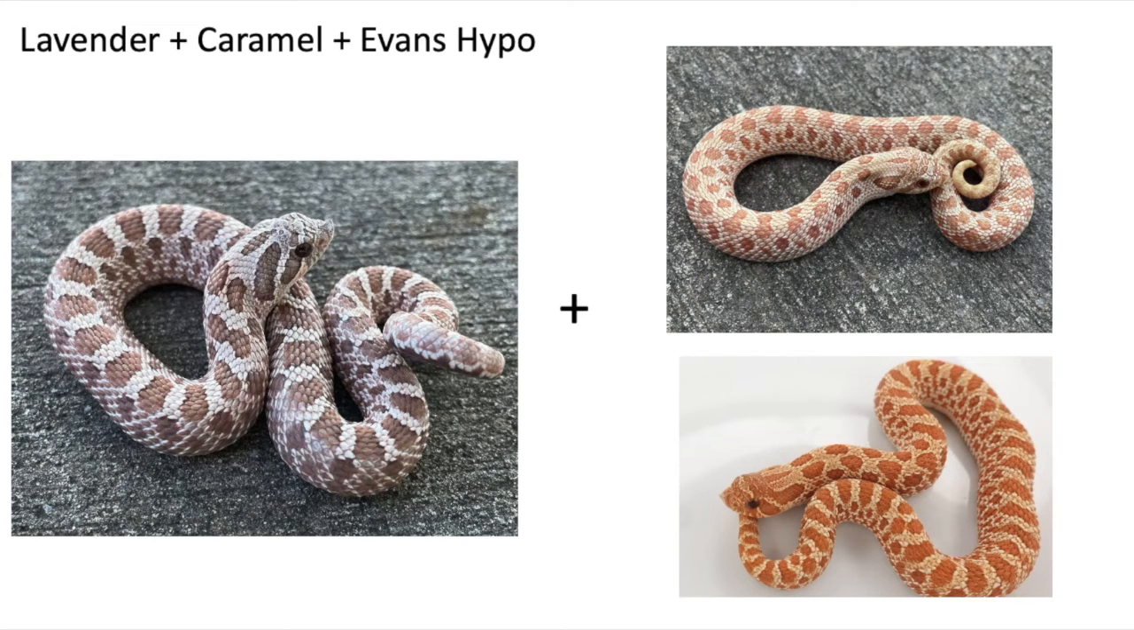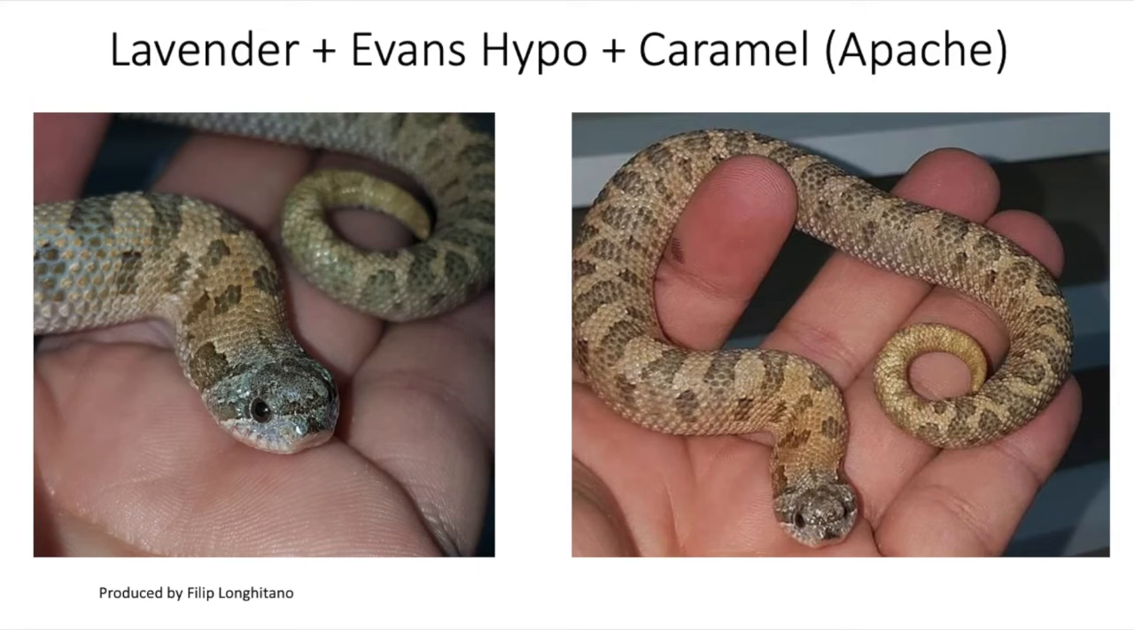And so now let's finish up with the 3-gene visual combinations. So we have lavender, caramel, Evans hypo, and that produces an Apache. So this was also produced by Philippe, who produced the skull face. And this is a very interesting looking hognose snake. The green looks like it has a missing head stamp from the caramel. Just a very unique combination.